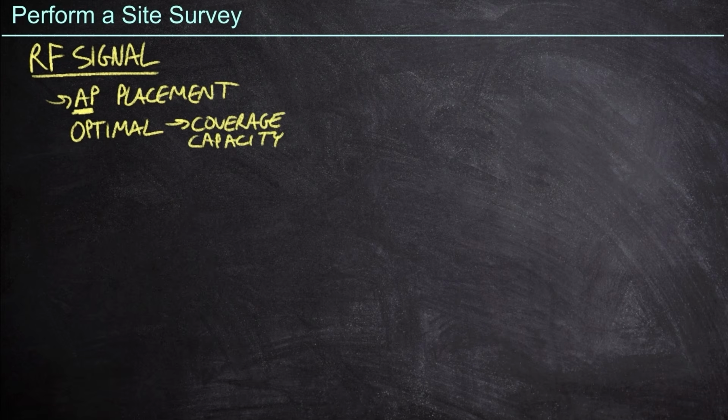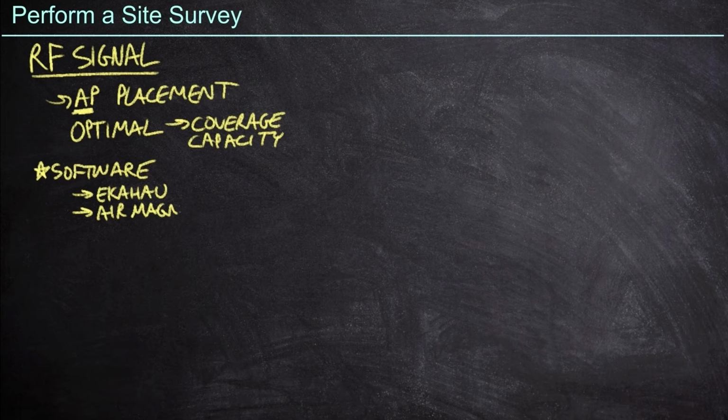So how exactly do we go about doing this? Well, first and foremost, we're going to leverage some kind of software tool. And there's a lot of software packages out there that accomplish this. In my experience, the two more popular ones, I would say, are going to be Ekahau as well as AirMagnet. And the idea here is that we're going to walk around the environment and figure out where certain signals map as far as the floor plan is concerned.